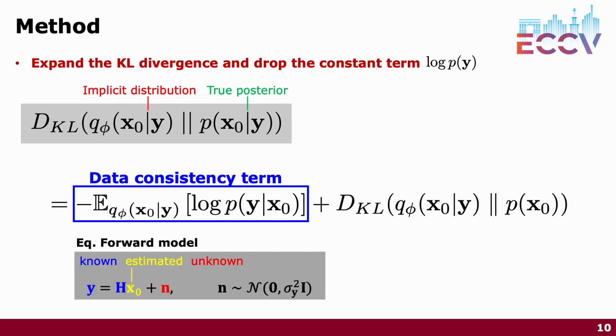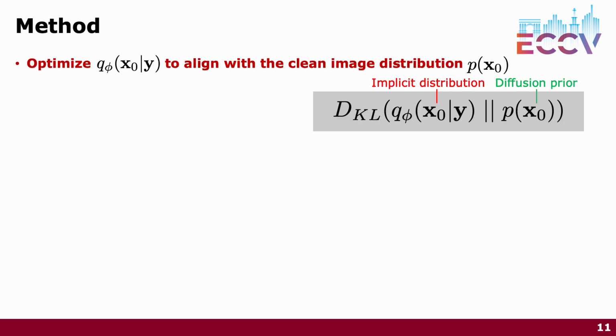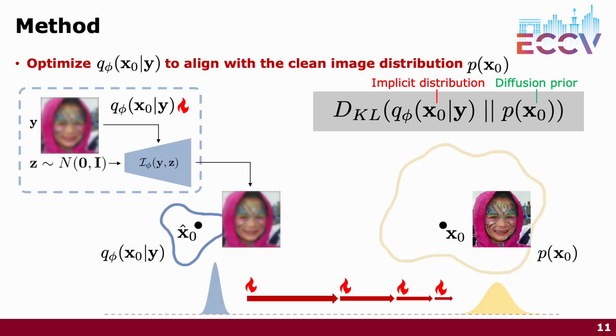The data consistency term ensures that our generated sample aligns with the given measurement y. Using the equation of the forward model, we can calculate it analytically. The last term is the KL divergence between the implicit posterior and the clean image distribution. We approximate the clean image prior using a pre-trained diffusion model as a prior. Now we want to optimize the implicit distribution to align with the clean image distribution.